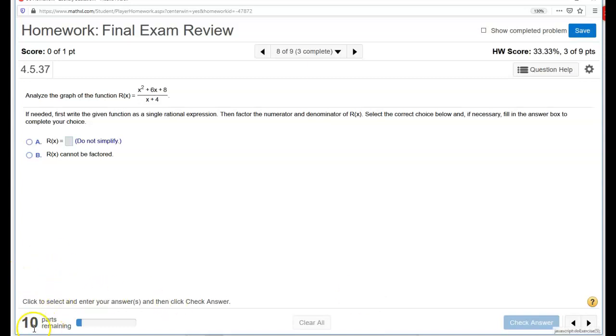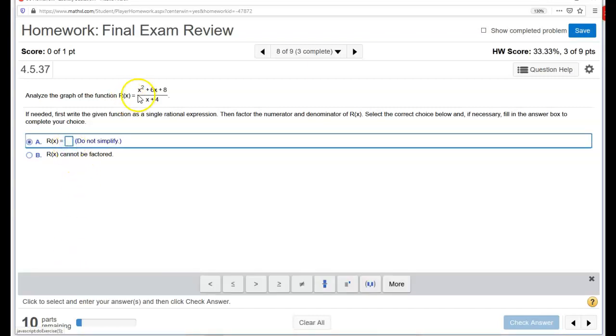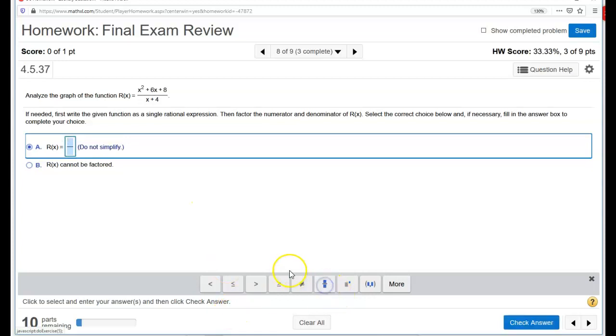Alright, so it looks like the top can be factored into x plus 4 times x plus 2, because 2 times 4 is 8 and 2 plus 4 is 6. So I'm going to go ahead and put that in there. X plus 4 times x plus 2, and this is going to be all divided by x plus 4. So they just want us to write this out in factored form.